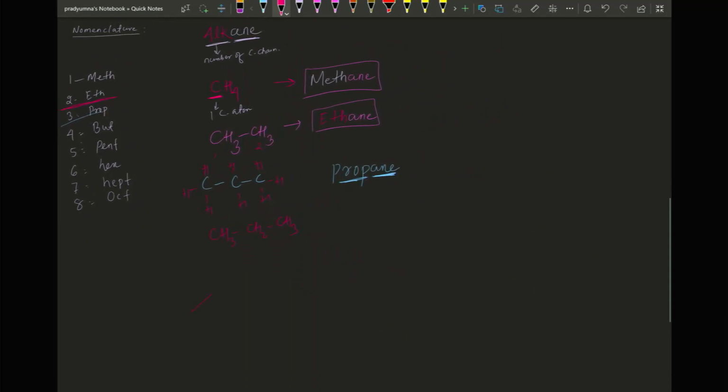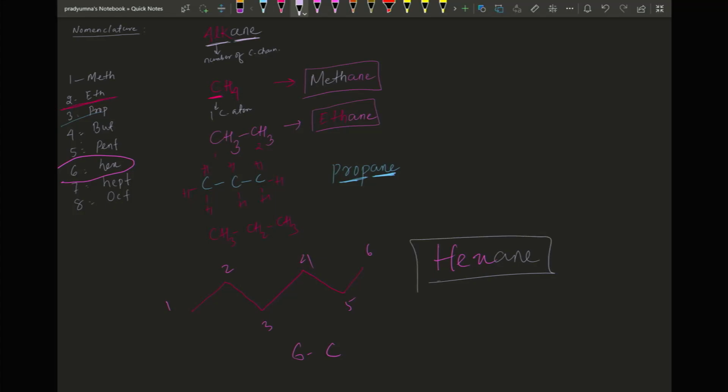What is the name of this one? Maybe I would add another one right there. What is the name of this compound? The name of this compound would be: 1, 2, 3, 4, 5. This one has 6 carbon atoms, and this is all single bonds and a straight chain. What is 6? 6 is hexane. So it's going to be hex, and it's going to end with ane.